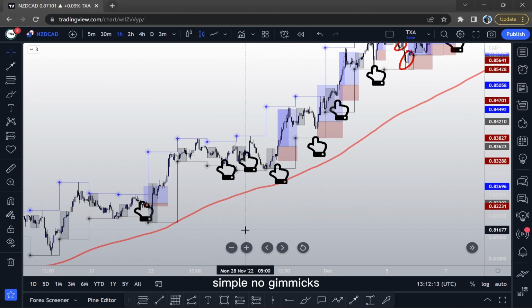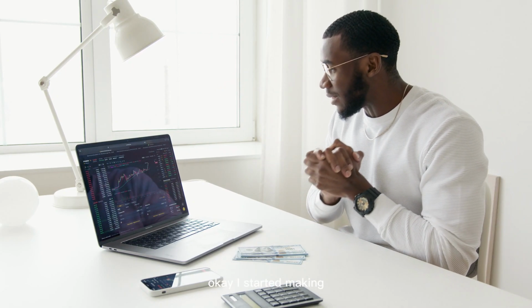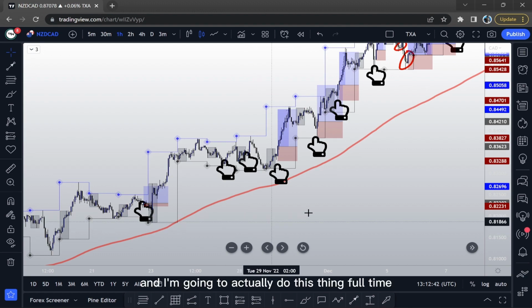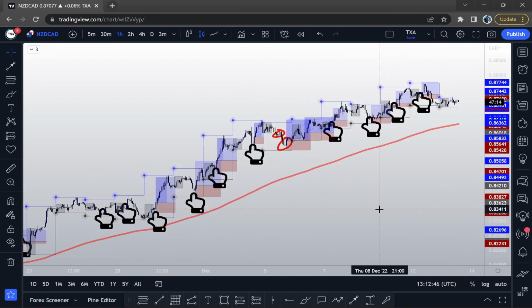Simple, no gimmicks. This is the strategy that gave me the confidence to actually double down on Forex and actually quit my 9 to 5, 9 to 6, even sometimes 9 to 8 courier delivery job. Okay. I was able to replace my income, and once I was able to replace my income, I was like, yeah, this is it. I'm going to go all out, and I'm going to actually do this thing full time. And now I'm in a position where I'm teaching you the same thing.